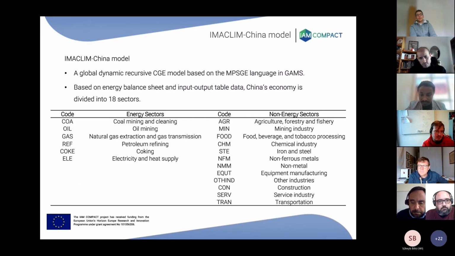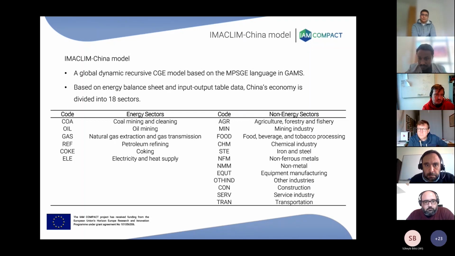Let me first introduce the IMACLIM-China model. It's a global dynamic recursive CGE model based on the MPSGE language written in GAMS. In the IMACLIM-China model, China's economy is divided into 18 sectors, including 6 energy sectors and 12 non-energy sectors.